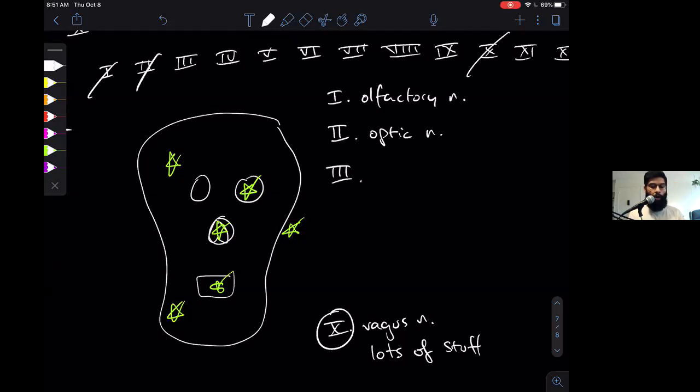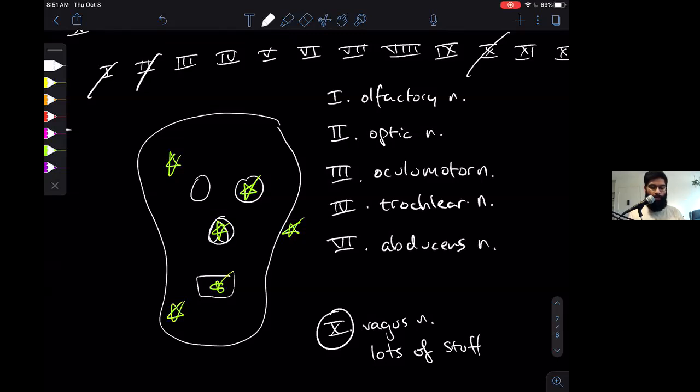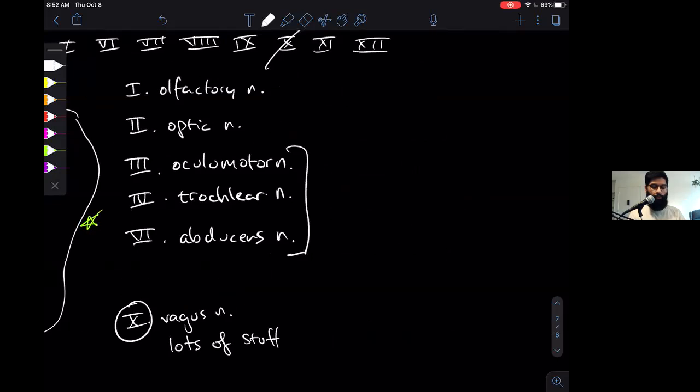Cranial nerve 3 is your oculomotor nerve. So 3, 4, and 6 all have to do with primarily movement of the eye. 4 is your trochlear nerve, and 6 is your abducens nerve. So we said olfactory is smell, optic is vision. These 3 are all going to have to do with eye movement. 3, 4, and 6 are all eye movement.